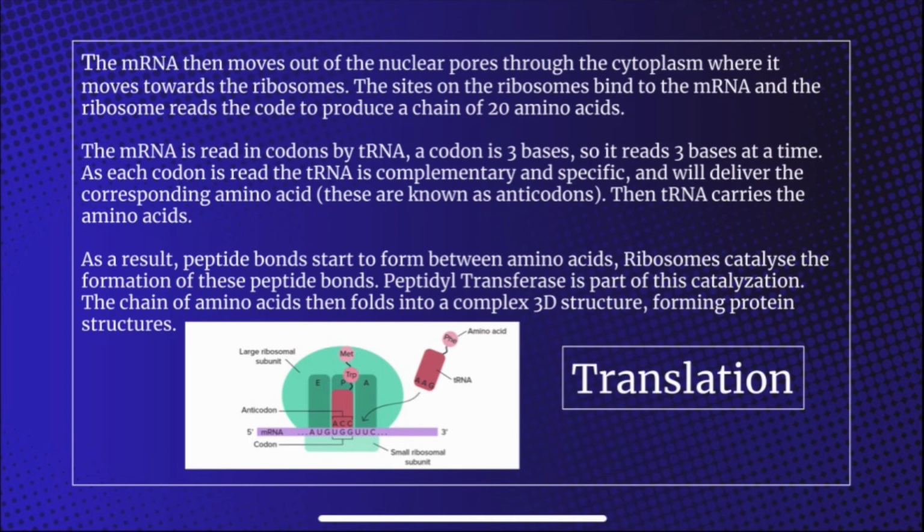As a result, the peptide bonds begin to form between amino acids. Ribosomes catalyze the formation of these peptide bonds. Peptidyl transferase is the part of this catalyzation. The chain of amino acids then folds into a complex 3D shape, forming the protein structure. The sequence of amino acids is known as a primary structure, which then leads on to the secondary, tertiary, and quaternary structure of proteins. And that's how protein synthesis occurs.